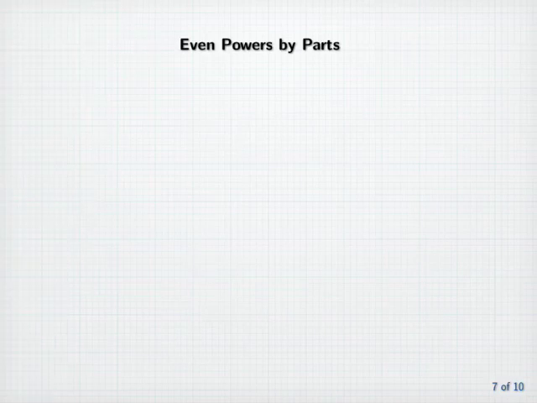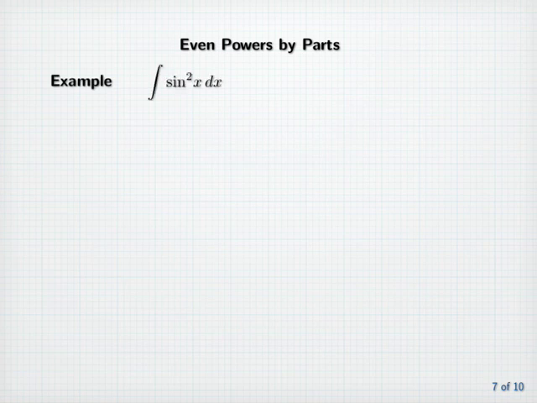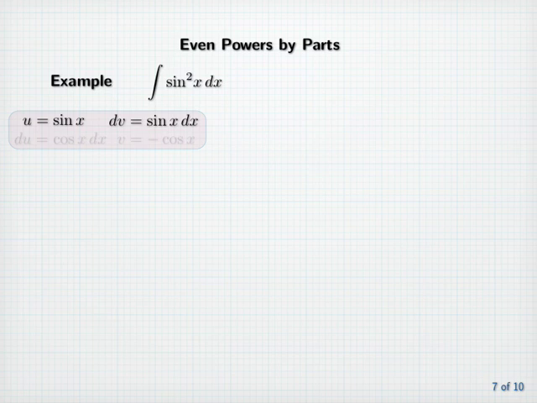Even powers by parts. Let's look at an example of how we do a fairly simple case by parts. Let's consider the integral of sine squared x dx. How do we approach this by parts? Well, we'll let u equal sine x and let dv equal sine x dx. That means that du is cosine x dx and v is minus cosine x.